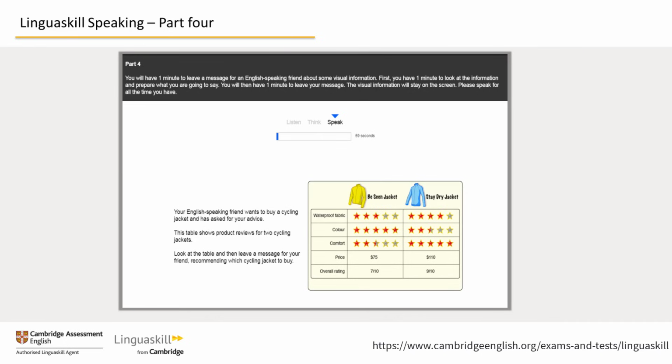In this example, you should first decide which jacket you will recommend, and then write a list of positives and negatives about each jacket. In this kind of question, it's important to use language of comparing, such as more than, not as good as, or better than, etc.